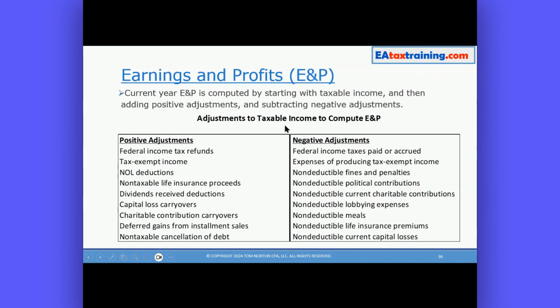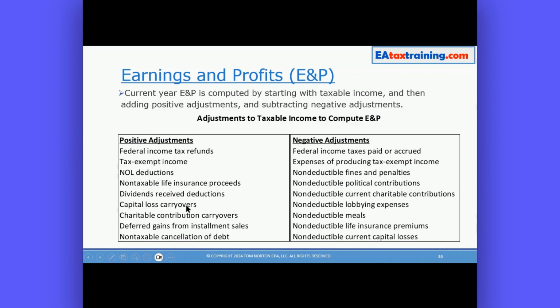So we're looking at current year E&P. So we start with taxable income. That's our starting point. But then we're going to add some things to it, and we're going to subtract some things from it. So we're going to add to it federal income tax refunds, because remember, those are not included in taxable income, but it is actual income, money that the corporation got for the year. So we're going to add it to taxable income. Similarly, any type of tax-exempt income, we didn't include it in taxable income, but we actually did receive it. So we're going to add it back. NOL deductions, we may have reduced this year's income for carryovers of prior year NOLs, but that wasn't an actual outlay, so we're going to add those back. Non-taxable life insurance proceeds, again, adding those back.